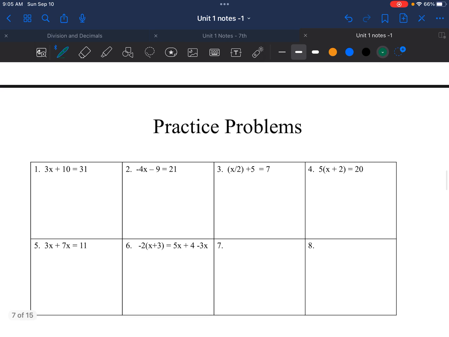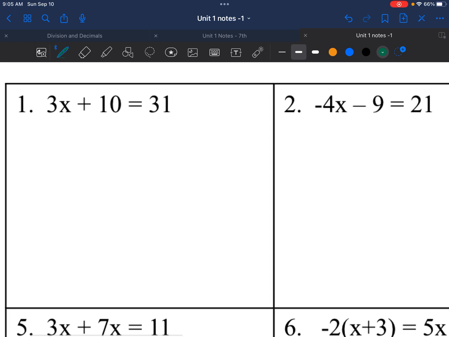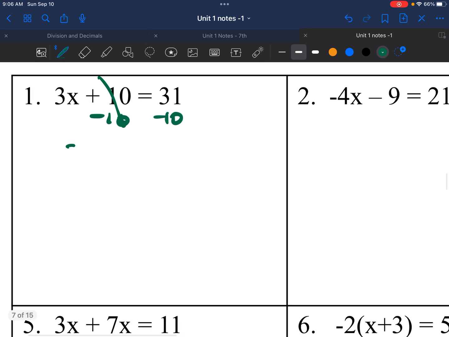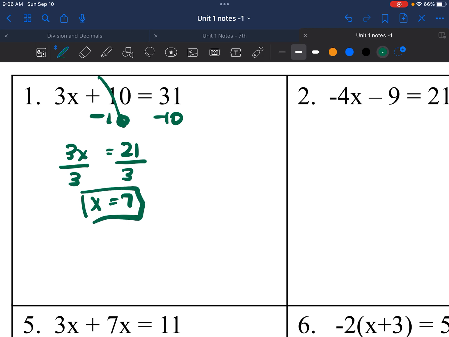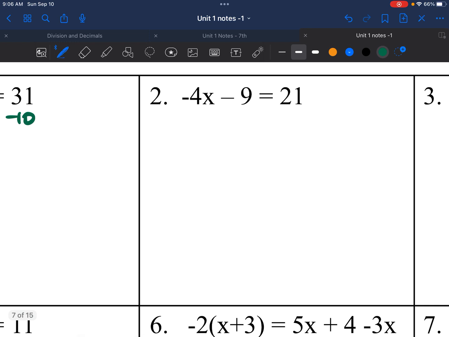Okay, we're going to look at some practice problems. We are going to do number 1 together, and then I'm going to have you pause the video and work on number 2 on your own. So in this, remember, we want to do that PEMDAS, but in reverse. So we are isolating the variable on one side. So first, we are going to subtract this 10. It cancels out over here, so now we get 3x is equal to 21. Then we are dividing by that 3. So our x is equal to 7. Okay, I want you to pause the video and try number 2 on your own.